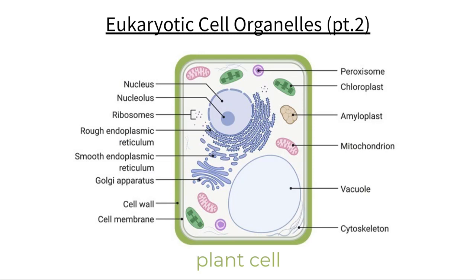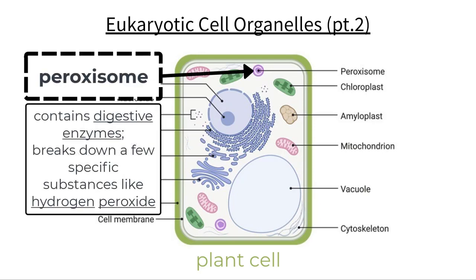And finally, we have the peroxisome. This organelle is very similar to the lysosome in the sense that it contains digestive enzymes to break things down. Only this structure can break down a few specific substances like hydrogen peroxide that the lysosome can't. The lysosome is more of a generalist in terms of what it can break down.